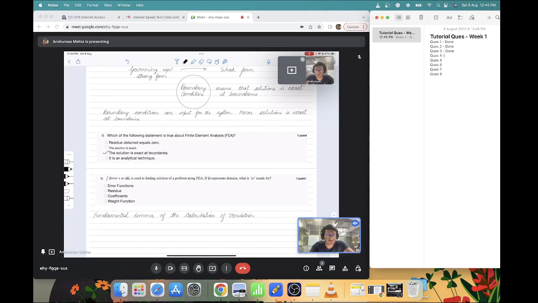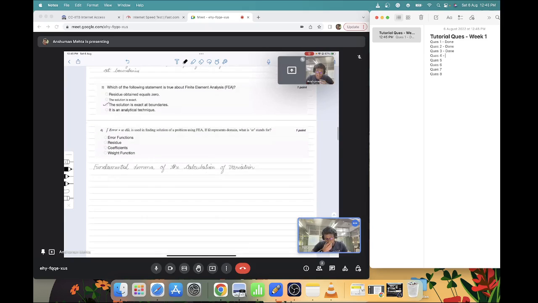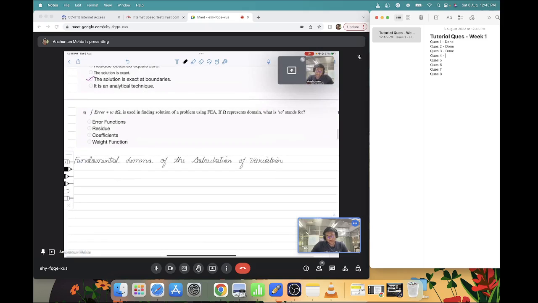Now moving on to question number 4. It says the integration of error into a weighting function is used for finding the solution of the problem using FEA, where the integral is over the domain and W stands for what. We have the options error function, residue, coefficient, and weight function. So the solution is weight function, but let me explain this terminology for you.